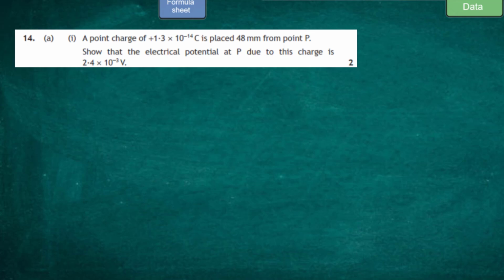Question 14 from the 2019 Advanced Higher Physics Examination from the SQA. A point charge of plus 1.3 times 10 to minus 14 coulombs is placed 48 millimeters from a point P. Show that the electrical potential at P due to this charge is 2.4 times 10 to minus 3 volts.